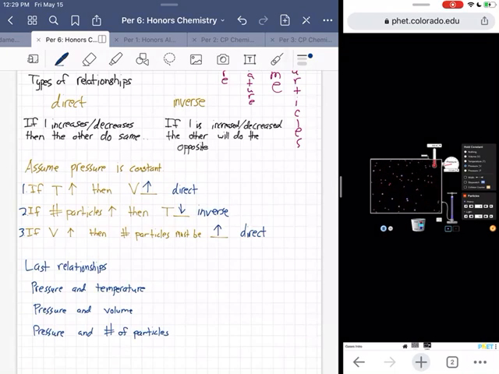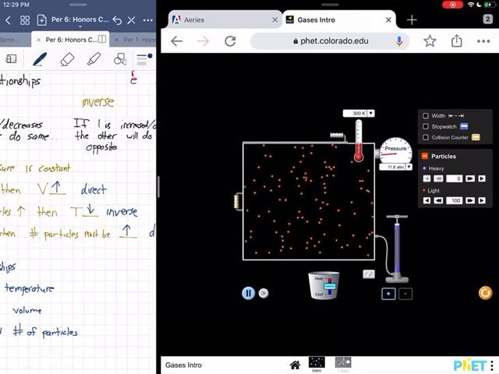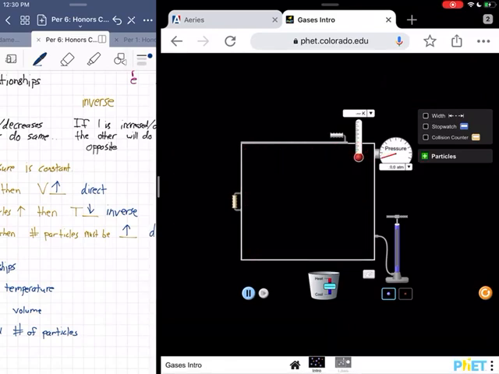Okay, so that is the relationship between temperature and volume, between the number of particles and temperature, and then the number of particles and volume. You can see one was direct, actually two were direct, and one was inverse. Let's look at our last relationships now, and that is between pressure and temperature, pressure and volume, and then pressure and number of particles. For that, I'm going to go to the other part of the simulation.